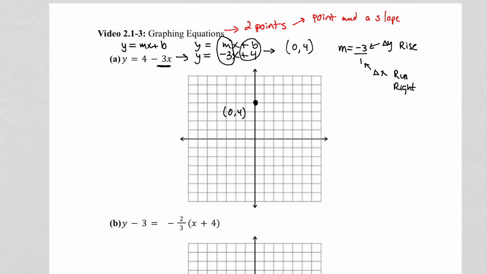From my point of (0, 4), I'm going to rise negative 3, meaning I go down 3, 1, 2, 3, and I'm running 1 to the right, and I'm going to put a point. That point right there is the point (1, 1). That's my second point. Now that's enough to draw a straight line through. I like to find a third point just to ensure that my line is nice and straight. So I'm going to go down again from where I left off, run 1, put another point, so that's the point (2, -2).